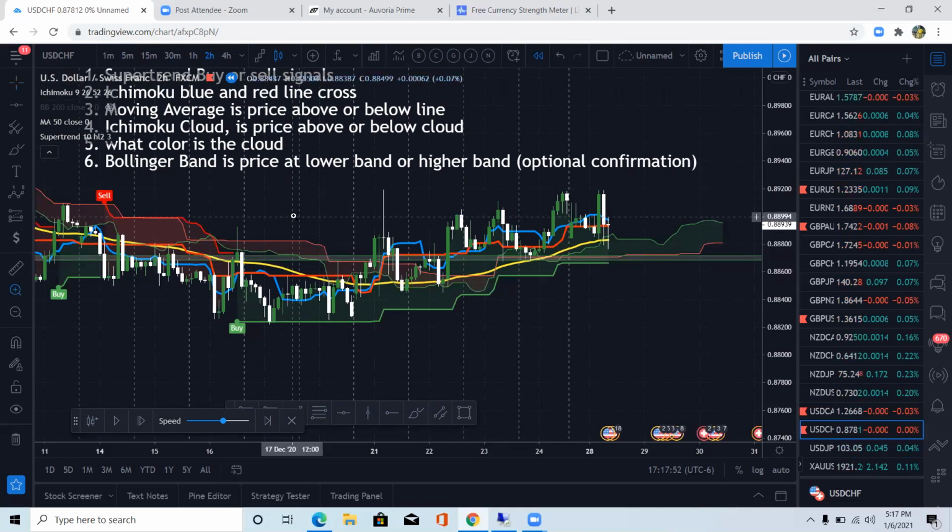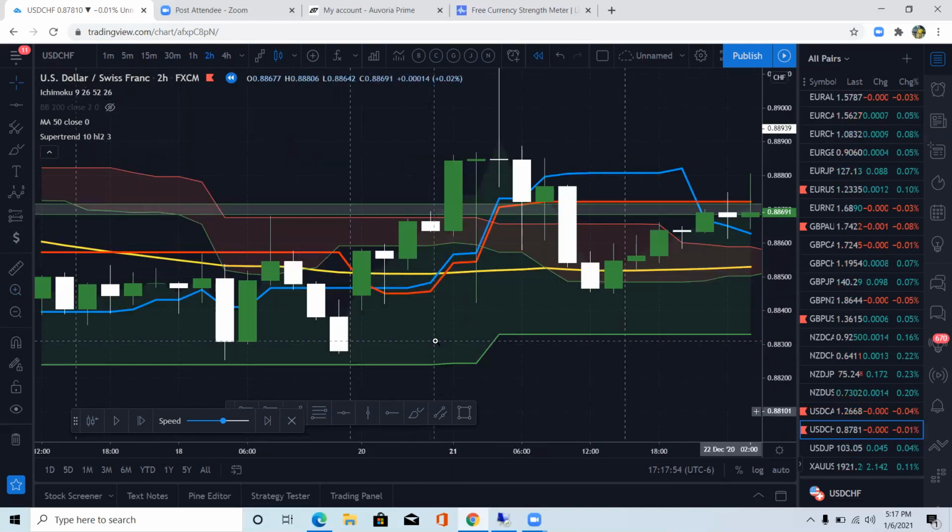So the second confirmation happens here. Let's zoom in some more so you can see it. Right in here, the blue crosses above the red on this candle. So that's two confirmations. If you have two, you can switch it. But if you have three confirmations, you're really in the money. So 1, 2, and 3 happened at the same time. It started trading above the 50 moving average. So that's 3 confirmations. You're all good for a buy.